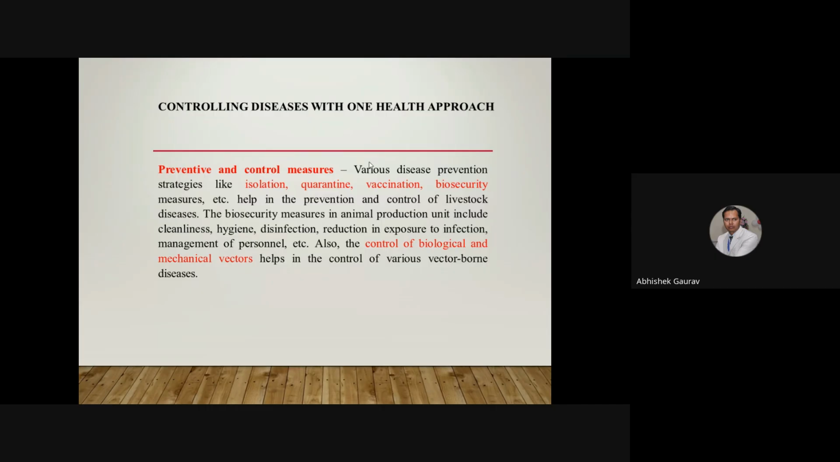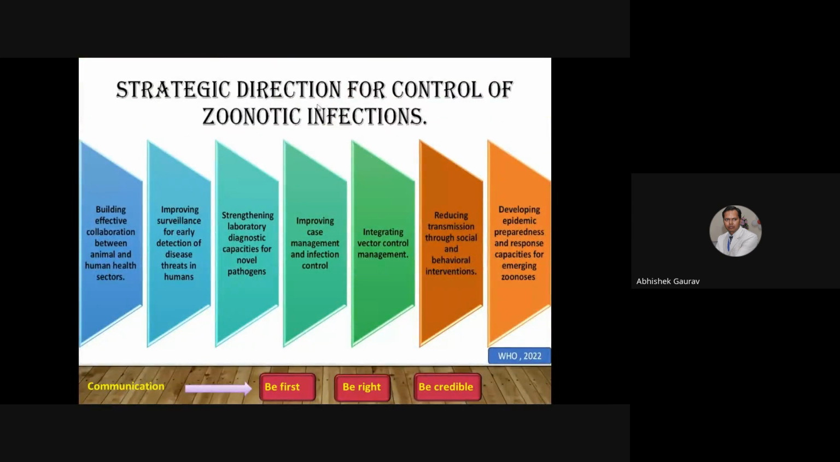We have to improve the isolation facilities, quarantine, vaccination, and biosecurity. Also, we have to control the biological and the mechanical factors. So this is in short the strategy for the control of zoonotic infection. First is collaboration, then improved surveillance, then strengthening the laboratories, improving case management, vector control, reducing transmission, and then developing preparedness and response capacities for the emerging zoonoses.